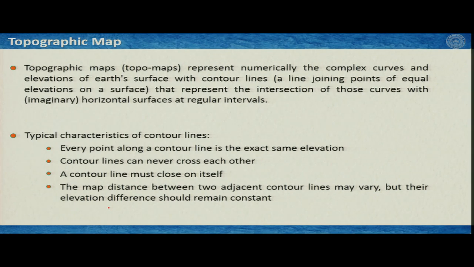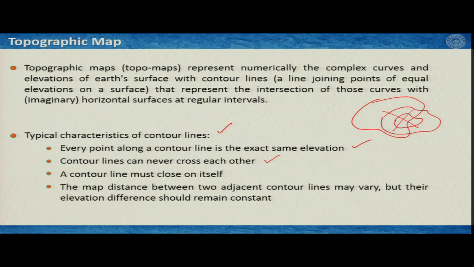We will see topographic maps with some good illustrations later, but a contour line or a series of contour lines should have some very special characteristics, because contour lines indicate equal elevation on a surface. Every point along a contour line is at exactly the same elevation. Contour lines therefore can never cross each other. So, if you see a contour line going like this, going like that, and then another contour line crossing it, then this is something very strange, and you discard the map immediately. This is not something you should look at.